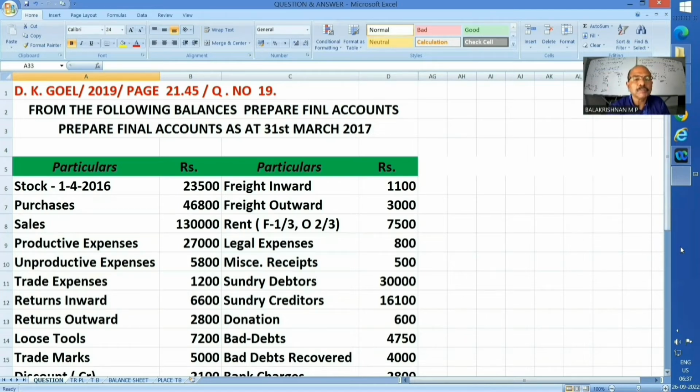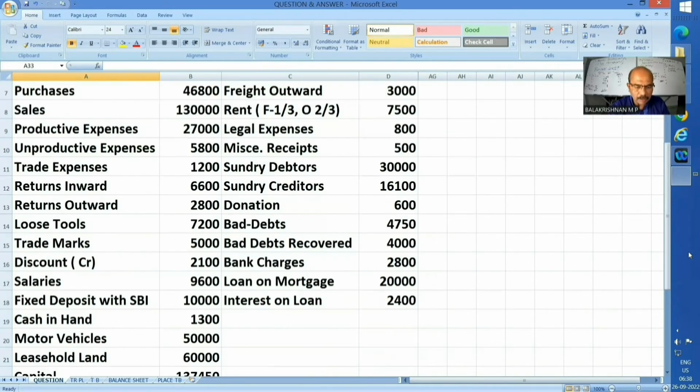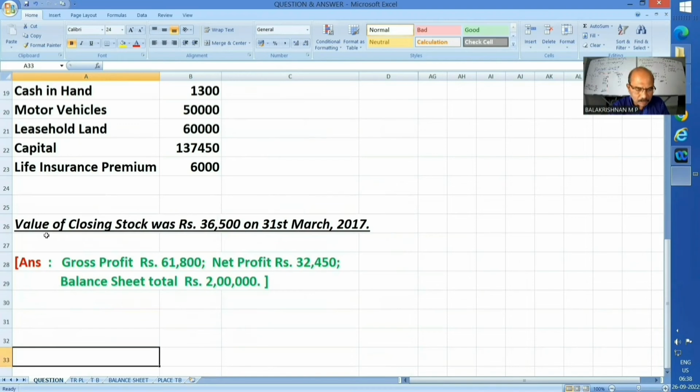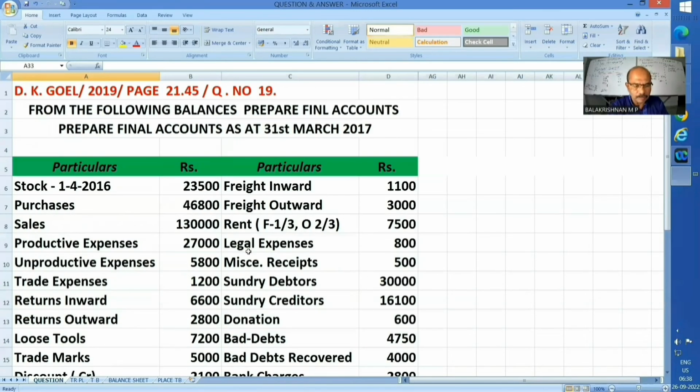Well, students, let me work out a very simple sum for you. Question number 19, page 21.45, 2019 edition of DK Goel. Why I said it is simple? Basically because only a single adjustment entry is there, the value of closing stock. Well, the sum is as follows. Those of you who do not have this already, please take it down.